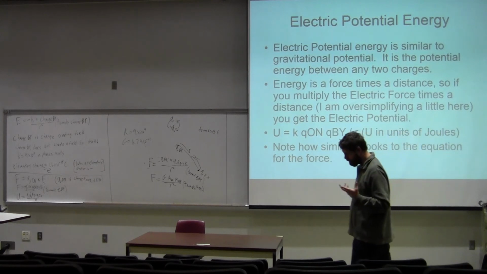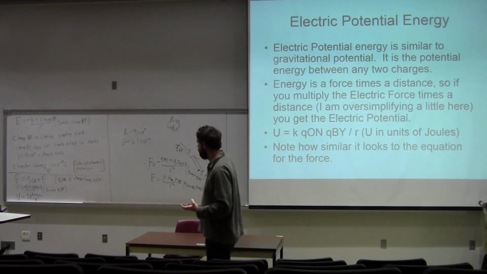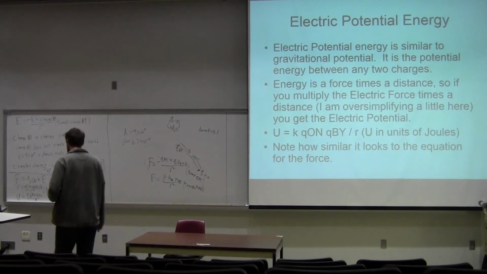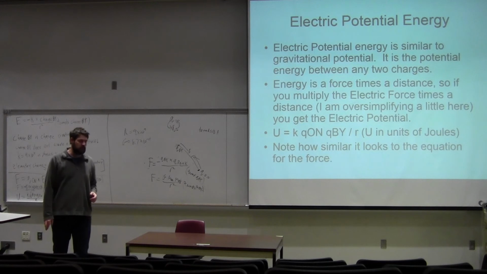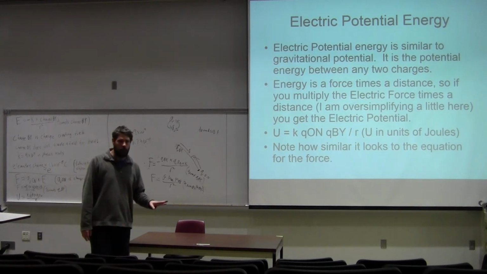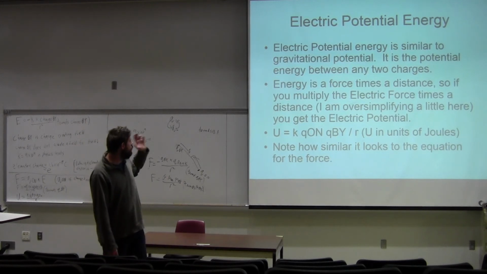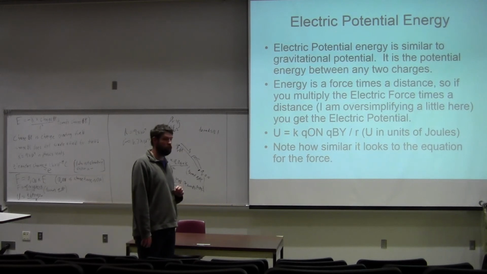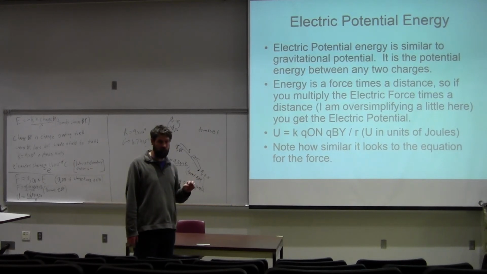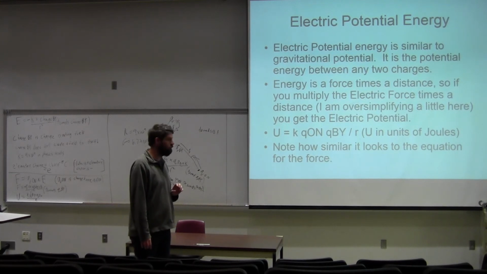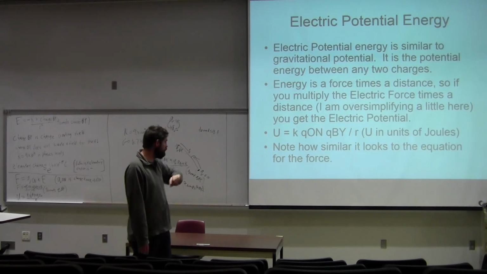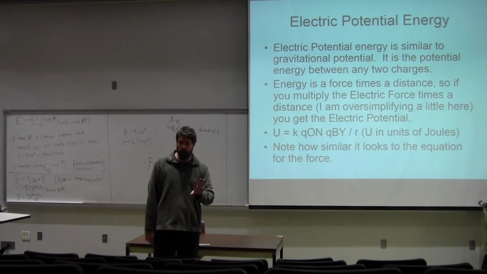So electric potential energy is very similar to gravitational potential energy. We abbreviate it with the letter U. All potentials are usually abbreviated with the letter U, which seems strange as heck, but that's the way it is. So the potential energy equals, there's no minus sign because the minus sign magically goes away due to mathematics that we can't cover in this class. If you're in 152, you know what mathematics that is. It equals K, my constant again, times Q on times Q by, divided by R. Not R squared, but R.